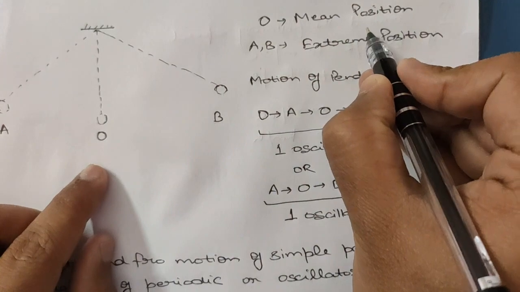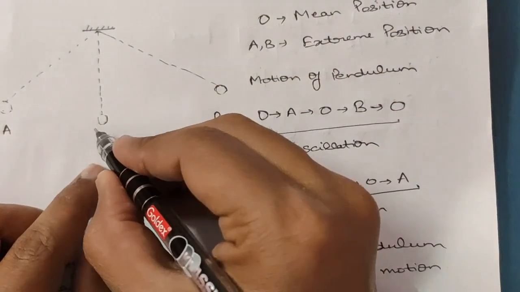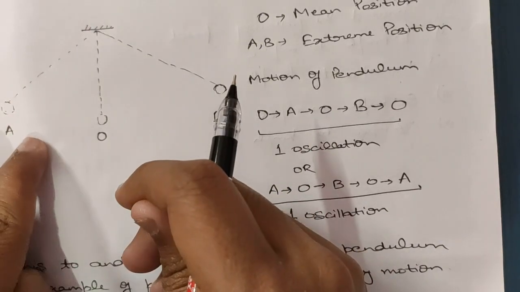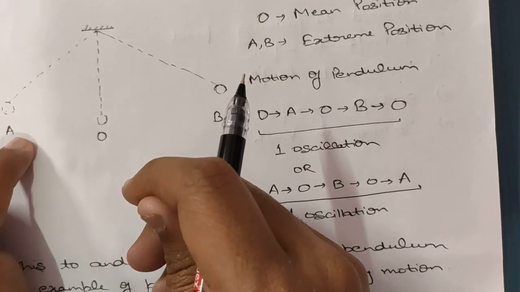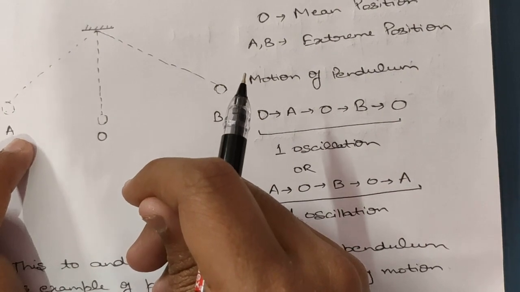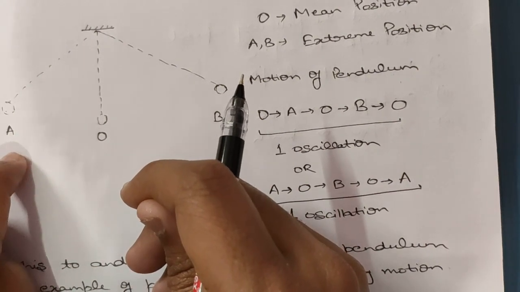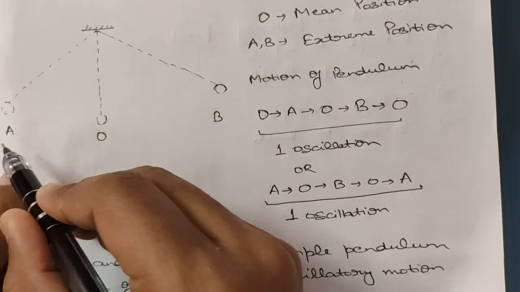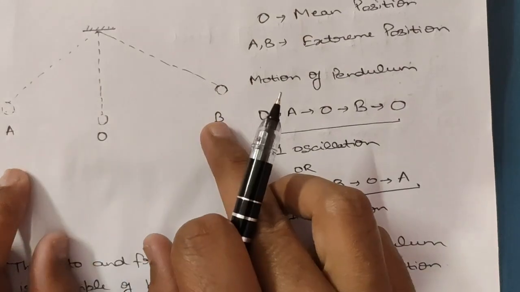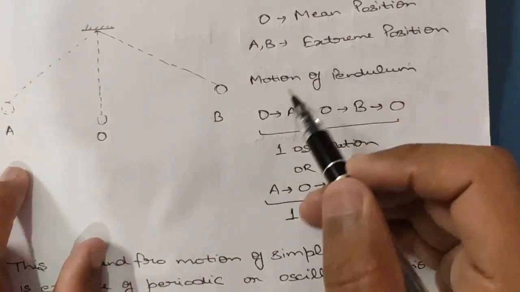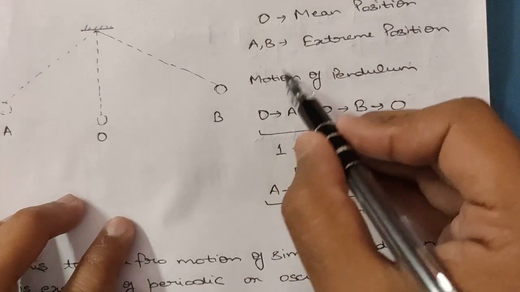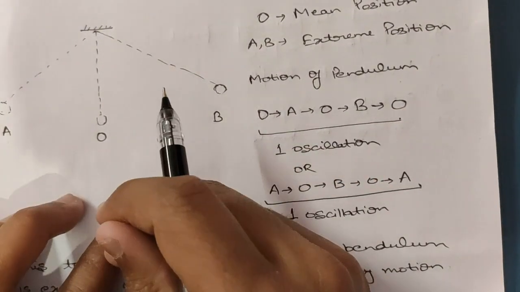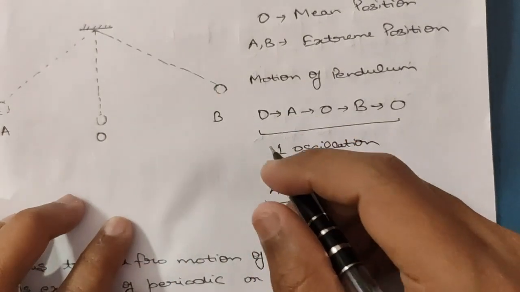When the motion starts, let's say it is going from O to A. The simple pendulum is going from O to A. The last point where it goes, and after which it returns, that final point is called the extreme position. So I have written A over here. A is the extreme position, and similarly on this side B is the extreme position. Again, remember these two terms: O is the mean position, A and B are the extreme positions. Getting it?